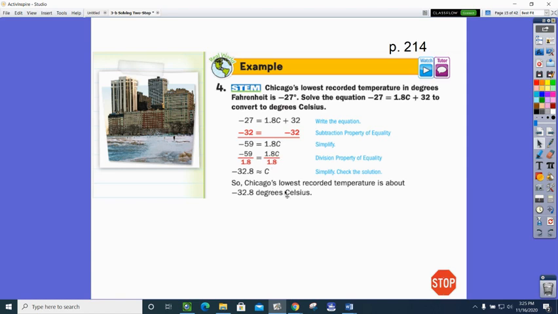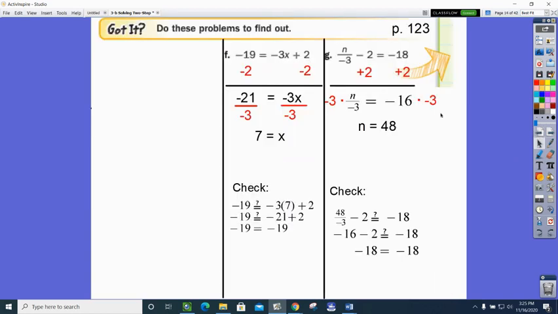It is mandatory that you show your steps. They not only are important to get the right answer, they count for steps. So if you wrote -32 on both sides, you get a point. If you divided both sides by 1.8, you'd get a point. If you got the right answer, you get a point. And then again, let's just talk about when you do a good check, that would be a point. So there are 4 points here. 1, 2, right answer 3, and a good check 4.